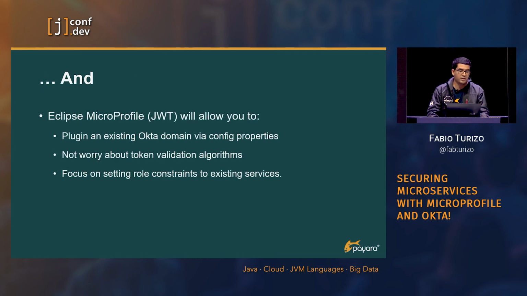And MicroProfile JSON Web Token will allow you to plug in an existing Okta domain via configuration properties, not worry about token validation algorithms, and focus on setting all role constraints on existing services. The only thing that the service cares about, again, as I said, is just making sure that every user is properly constrained within the role of the operation that they want to call.